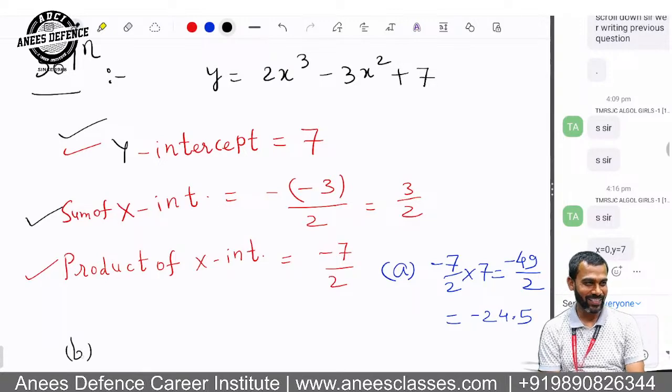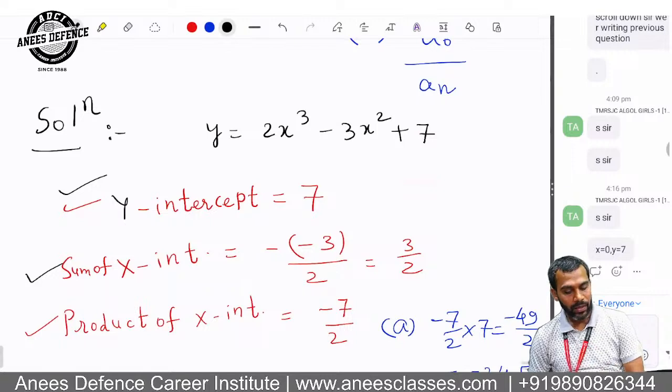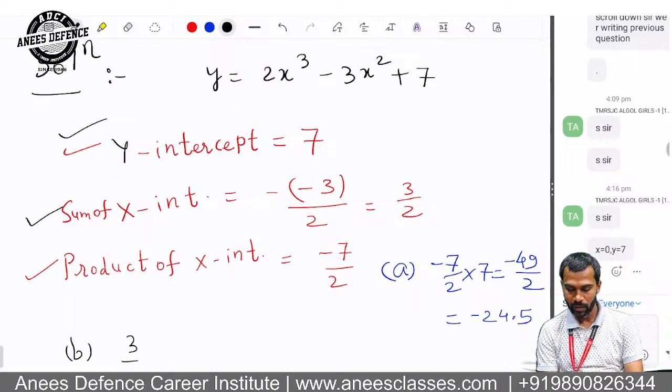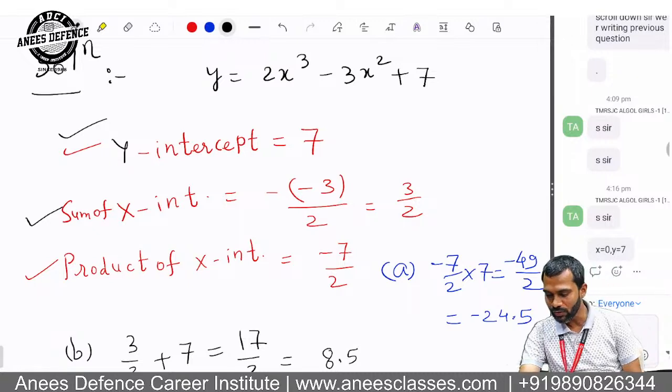The option will remain for you, don't take tension. Okay, tell me the sum of all x intercepts. That is 3 by 2 plus 7, that is 17 by 2, the answer is. Very simple, yes or no? Shall I give you one more question? Yes sir. Online students, have you understood?